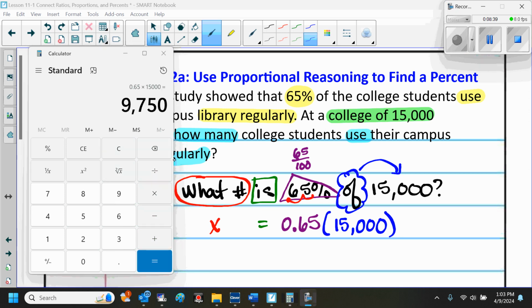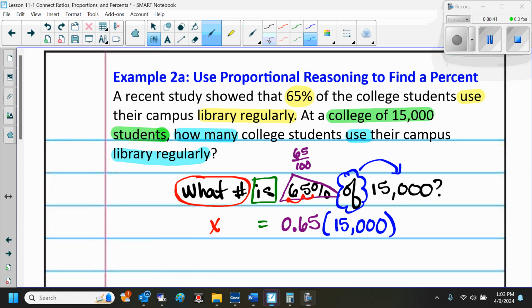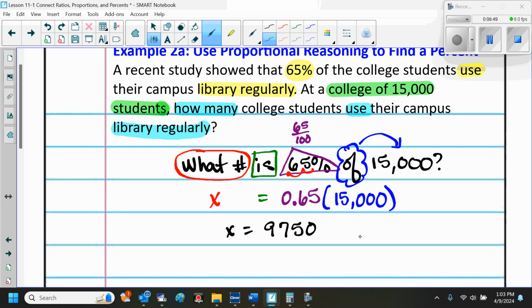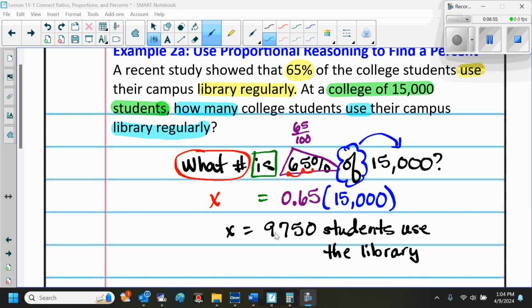So 9,750 x is equal to 9,750 what? Students who do what? Use the library regularly. Very good. Let's write that down. So 9,750 students use the library. Is everybody clear? Did everybody understand how we just translated this question to math? And then we simplified it.